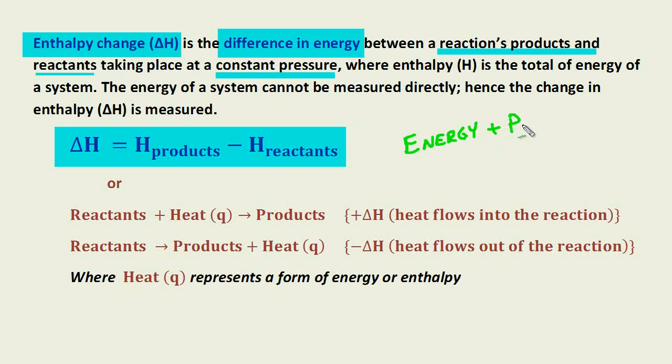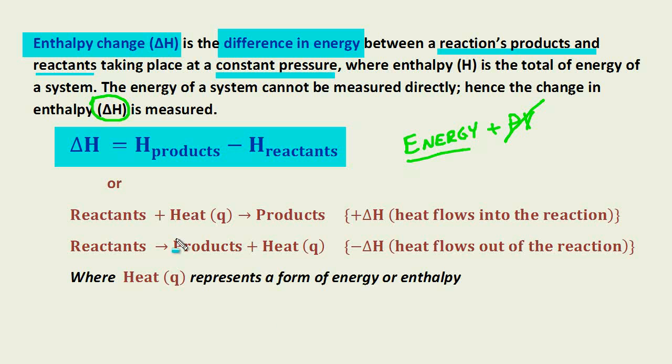plus pressure times volume. The reason we use the delta H, which is the change, is it's hard to measure these quantities here. So if we ignore them, then we are left with just the change in energy. And that's a little easier to measure, and that's why we use the term delta H. And it's just a difference between the enthalpy of the products minus the reactants under constant pressure.